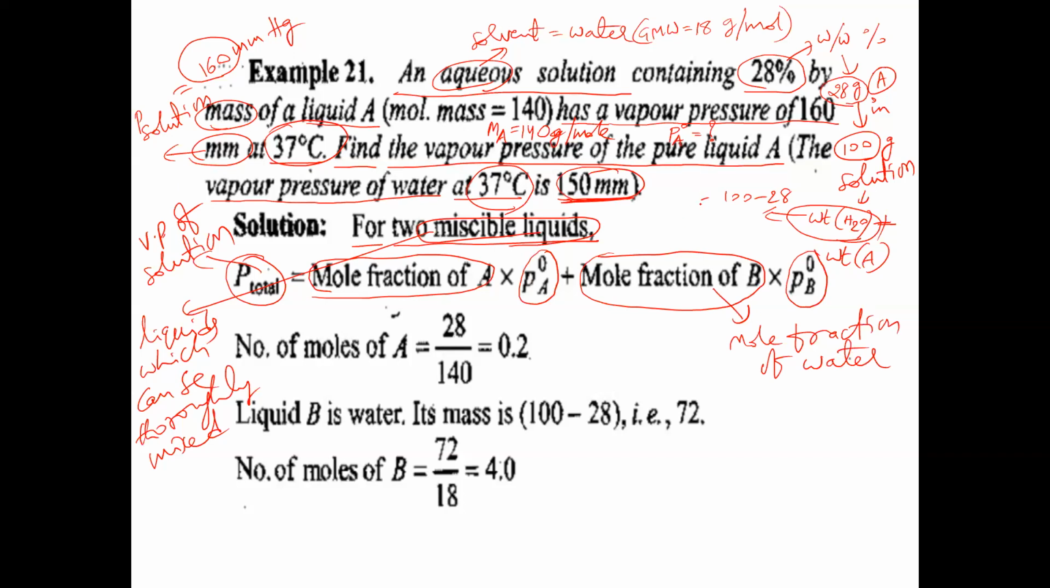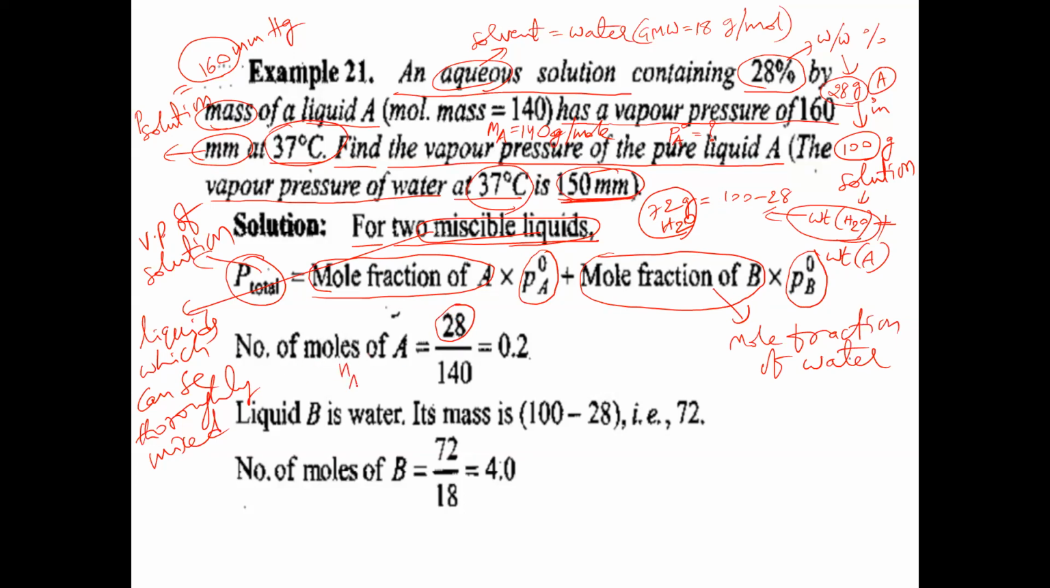And weight of water, how much we got here? 100 minus 28, that is 72 grams. 72 grams of H2O is there. In the given problem, how many grams of H2O? 72 grams. And how many grams of A? 28 grams.